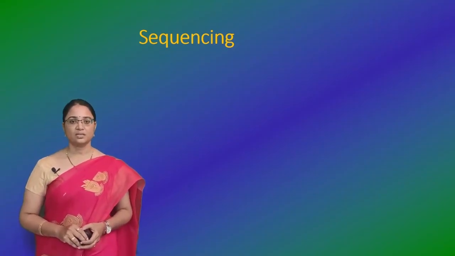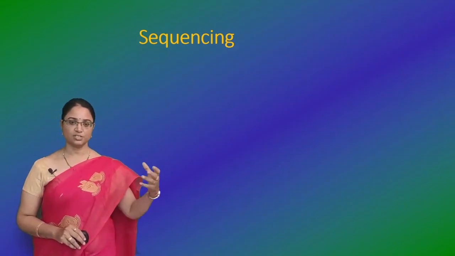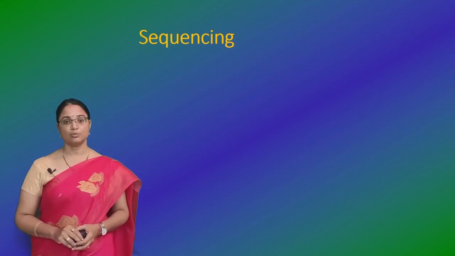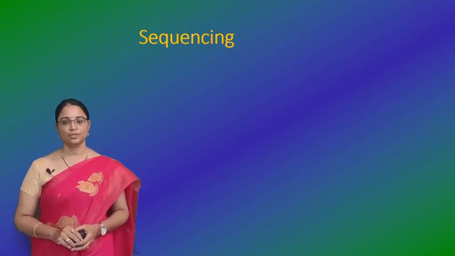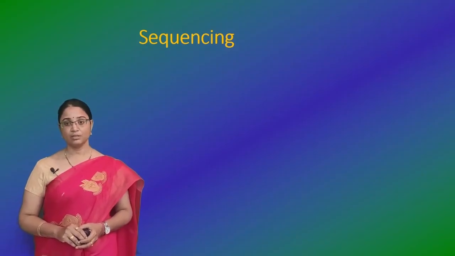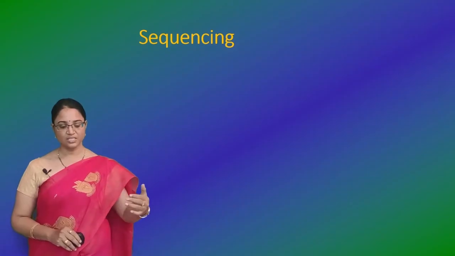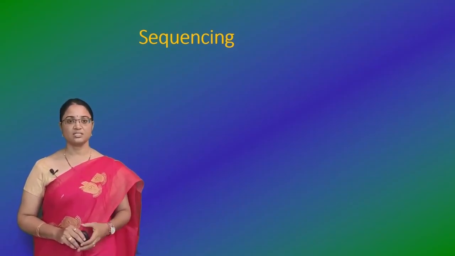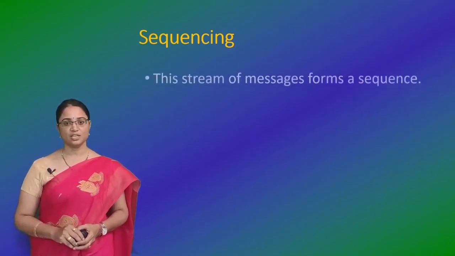When an object passes a message to another object, in effect it delegates some action to the receiver. The receiving object might in turn send a message to another object, which might send a message to a different object, and so on. If there is an interaction among the objects, you want to know which message is passed first. So you want to give an ordering to the messages, and that is nothing but sequencing. The stream of messages forms a sequence.